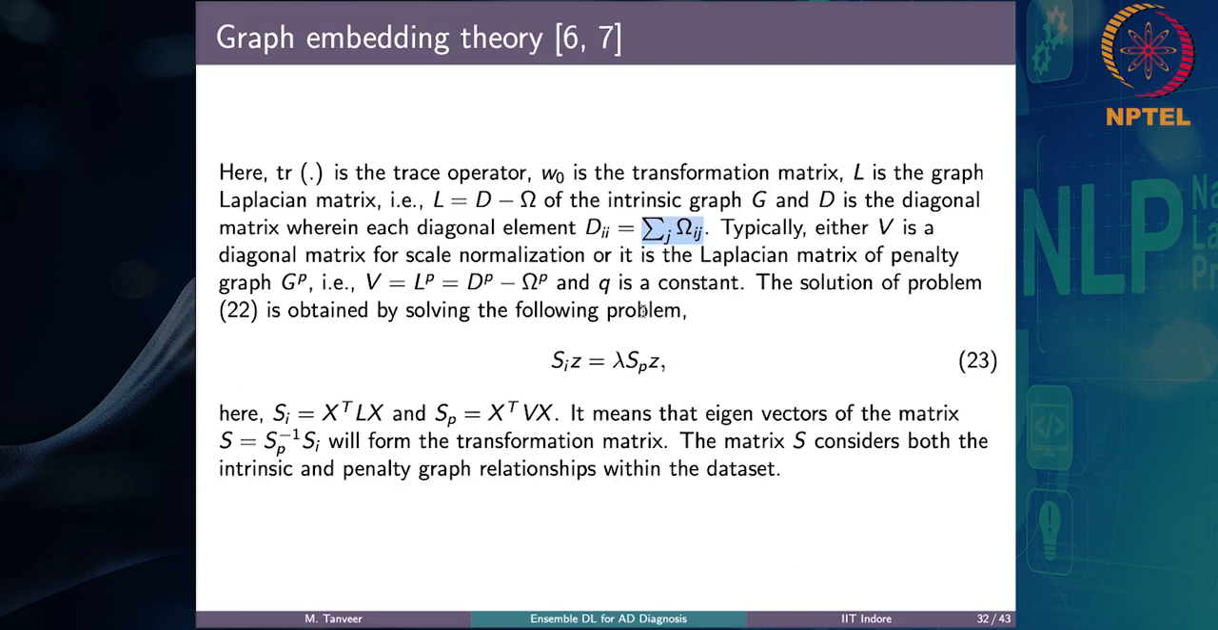And the solution can be obtained by solving this problem 23, where the meaning of S is the matrix X transpose LX and SP is X transpose BX. It means that the eigenvectors of this matrix S form the transformation matrix, and this matrix S considers both intrinsic and penalty graph relationships within the data.